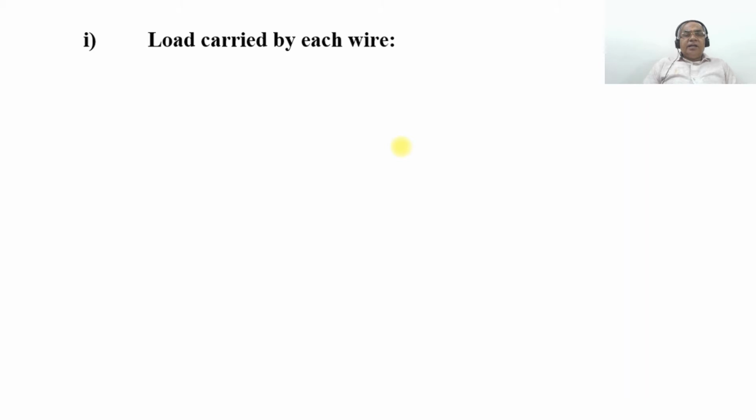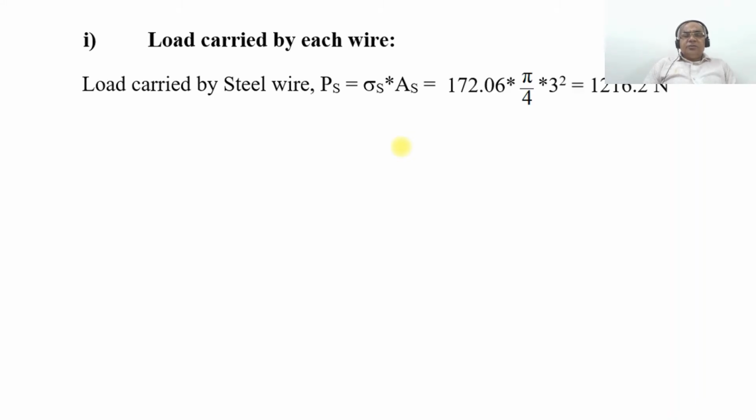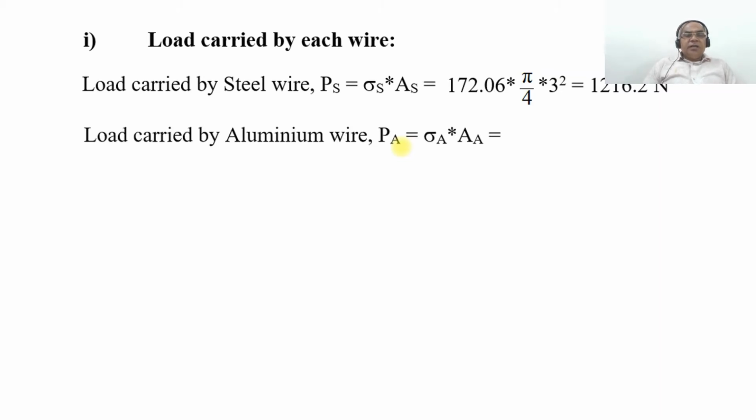Now, what is the load carried by each wire? First, the load carried by the steel wire will be equal to PS, which is sigma S into AS. You substitute the value of sigma S as 172.06 into pi by 4 into 3 square. On simplification, you are going to get it as 1216.2 Newton.